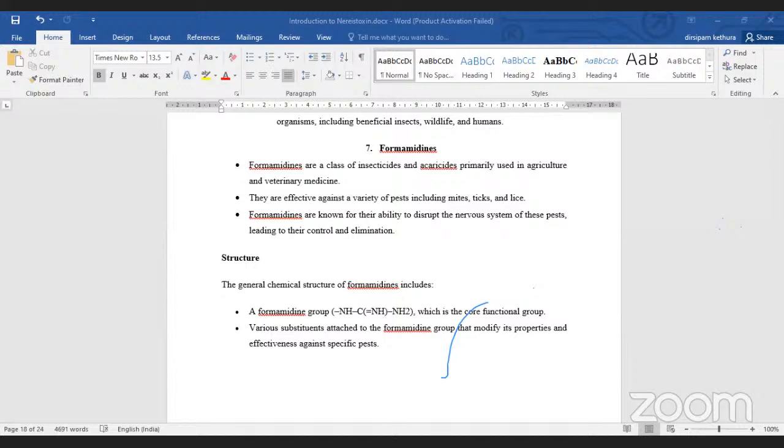Coming to the introduction, it's a broad spectrum phenyl pyrazole insecticide used to control different pests. And coming to the structure, it has a phenyl ring with dichloro and trifluoromethyl groups and a pyrazole ring with several substituents. And coming to the properties, it is a white crystalline solid, it is poorly soluble in water, and it is stable under normal conditions.